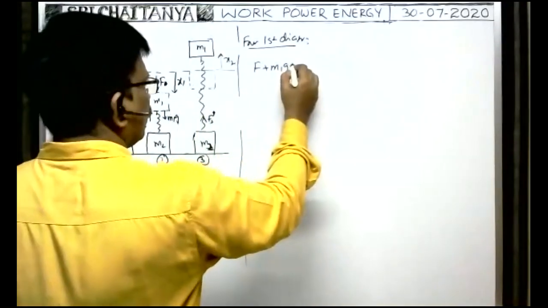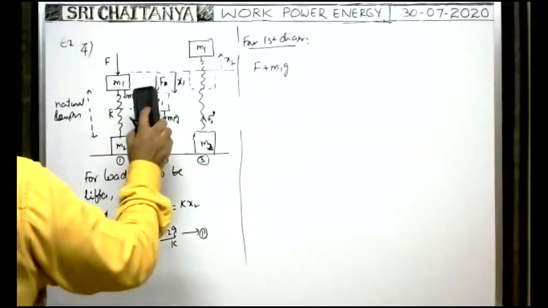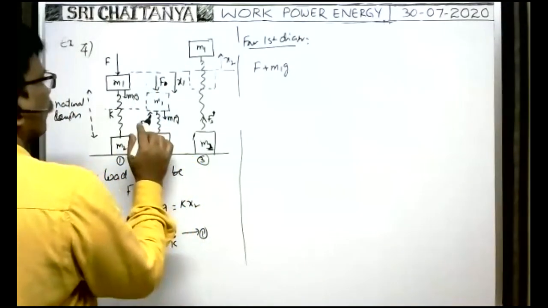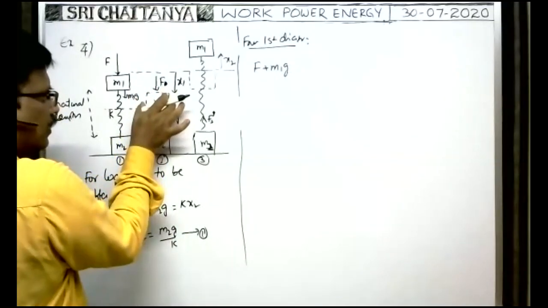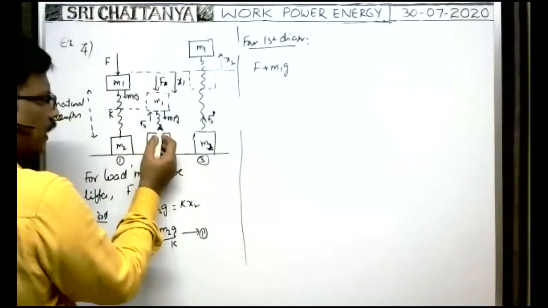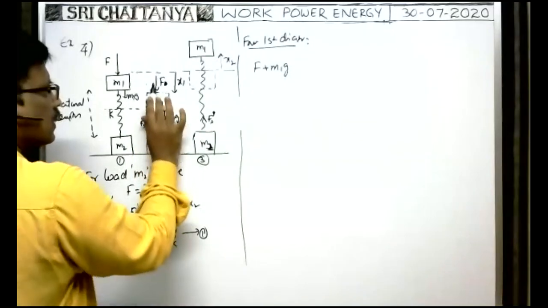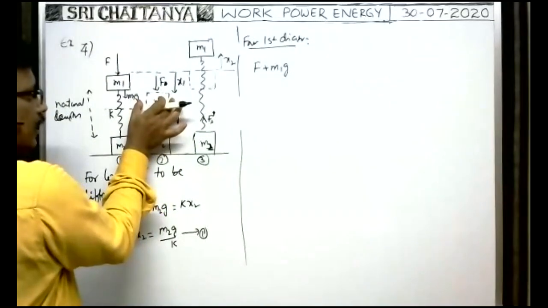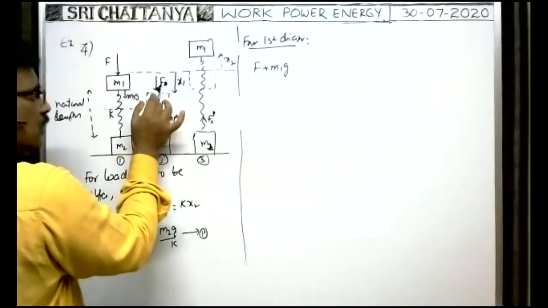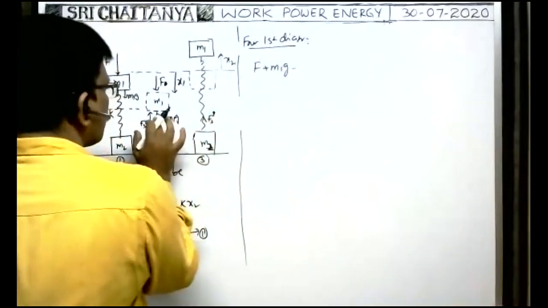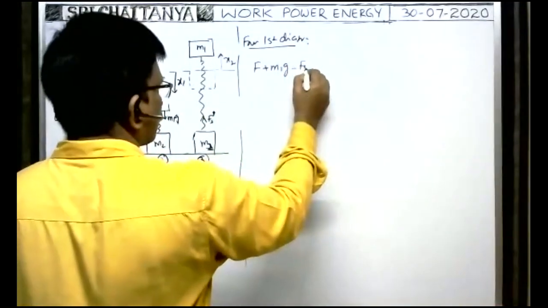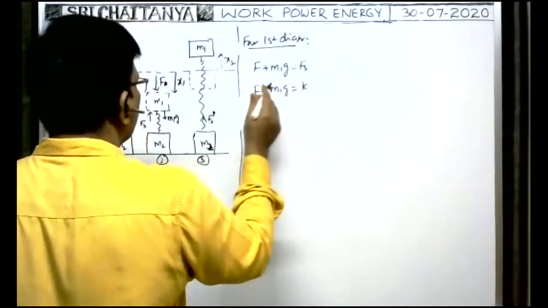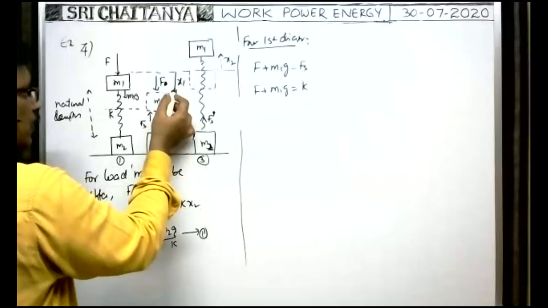In the first case, whenever the block M1 is pushed down with a constant force F, as the block comes down a distance x1, the spring is compressed. Whenever the spring is compressed, the spring force developed opposes the motion of the block. That's why the spring force acts in the upward direction. As the block is under equilibrium at this point in the presence of the applied force, F plus M1 g is equal to the spring force Fs, that is k times the compression of the spring, x1.